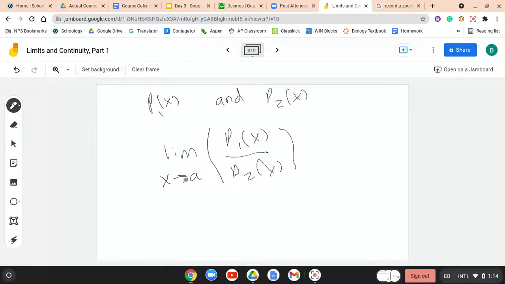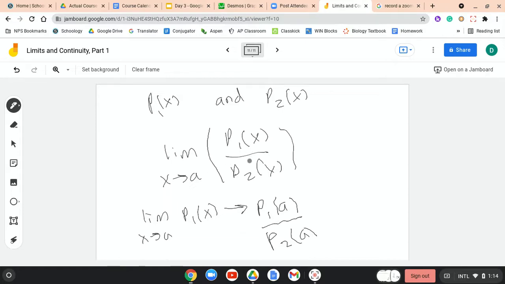So what I mean by that is we know that the limit as x approaches a of one of the polynomials is just going to be whatever the value of the polynomial is at that point, because of what we said earlier. So the polynomial on the top is approaching p1 of a, the function evaluated at a, and the polynomial on the bottom is approaching p2 of a, because we know polynomials approach whatever their value is at a given point.